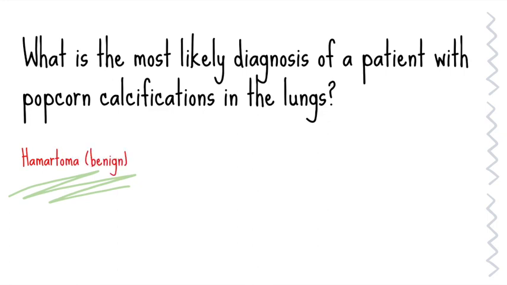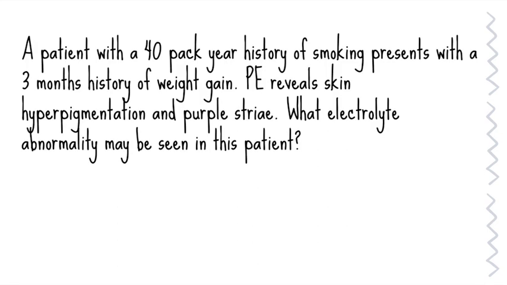A patient with a 40-pack-year history of smoking presents with a 3-month history of weight gain. Physical exam reveals skin hyperpigmentation and purple striae. What electrolyte abnormality may be seen in this patient? Hypokalemia.